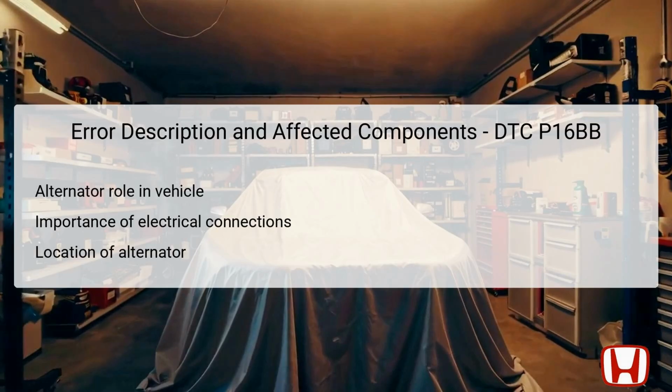The alternator plays a crucial role in maintaining the electrical system of the Honda Accord by generating electrical energy needed to power the vehicle and charge the battery. The components affected by DTC P16BB include the alternator itself, the battery, and the circuitry connected to them. This DTC suggests the B terminal circuit may be malfunctioning due to low voltage, adversely affecting performance.